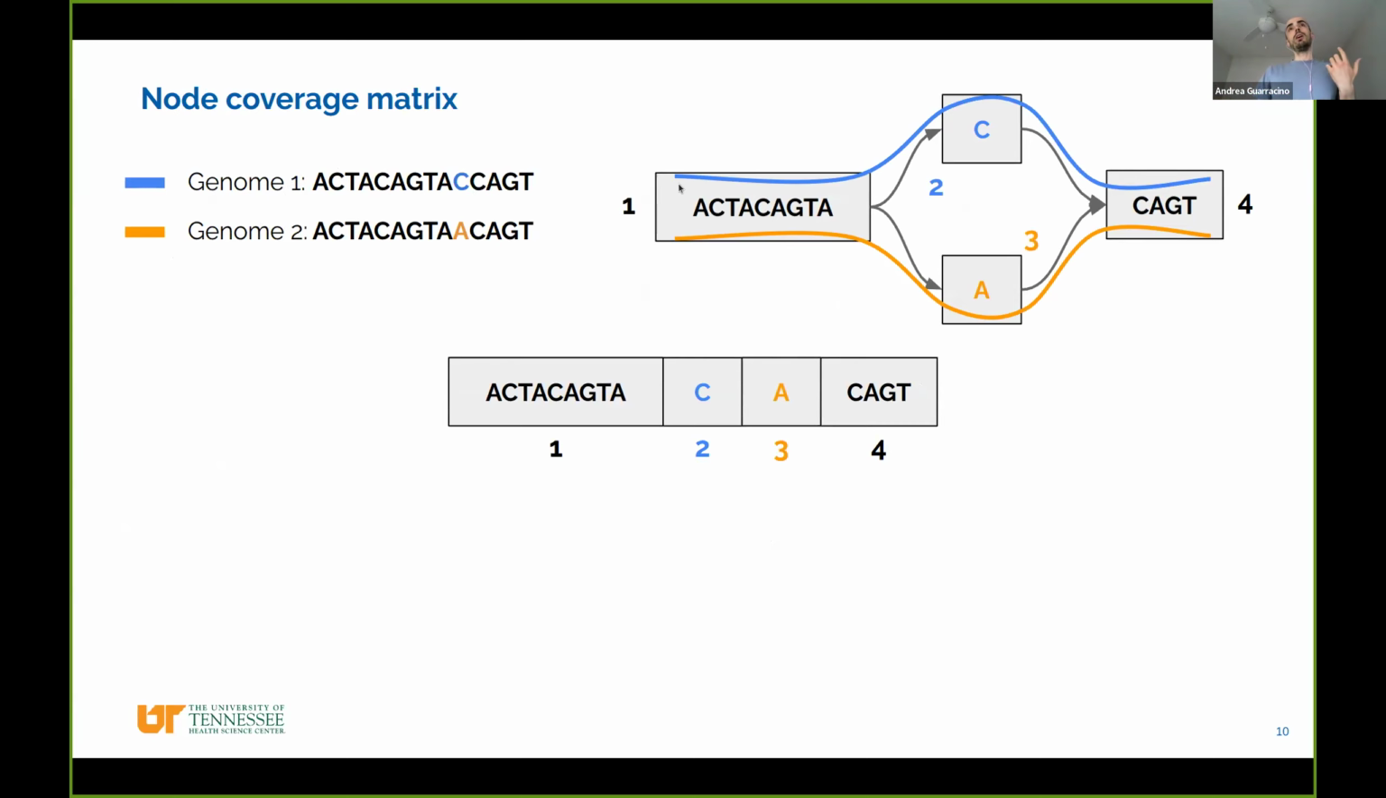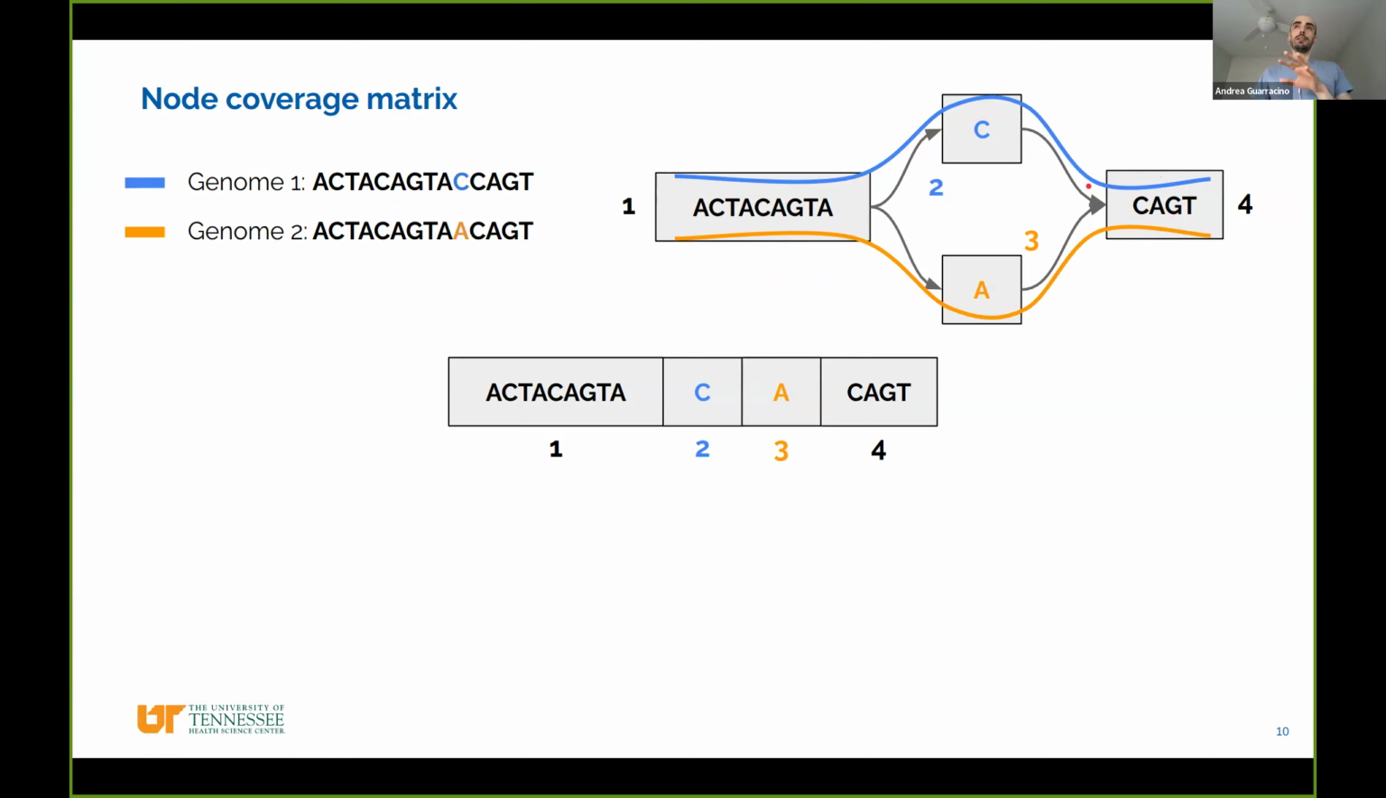So the blue path represents genome 1. Let me activate the pointer. Genome 1 is represented as a path through nodes 1, 2, and 4. Genome 2 is represented as a path that goes through nodes 1, 3, and 4. That's a very simple little variation graph. That's the kind of graph that we produce with PGGB.